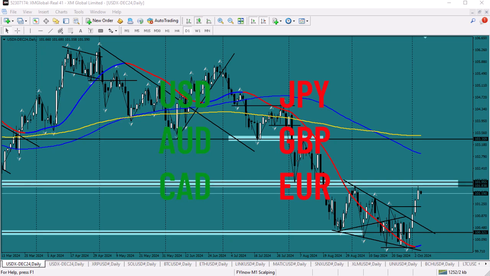Today I'll be trading long on the US dollar, the Aussie and the CAD, short on the yen, the pound and then the euro. Dollar index finding resistance right at that minimum target objective I talked about yesterday.